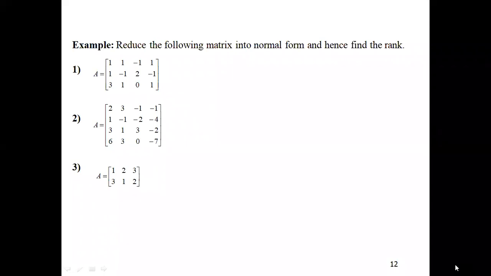And find out the rank of that one. What is the rank of that third example? It will be 2. You are getting 2? Yes, sir, it's 2. Because you can easily find it by using the definition also. 3 cross 3 is not possible, so 2 cross 2: 1 minus 6 is minus 5. I'm getting a non-zero minor, and above that all are zero, so the rank is 2.